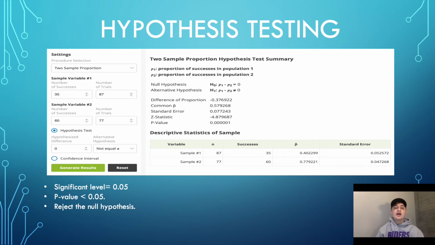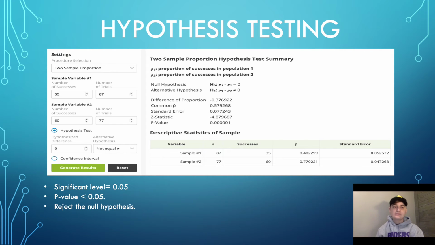Now moving on to the hypothesis testing, I conducted a hypothesis test that determines if there is any evidence of a difference in my chosen proportion. My null hypothesis is p1 minus p2 equals 0. And my alternative hypothesis is p1 minus p2 does not equal 0.